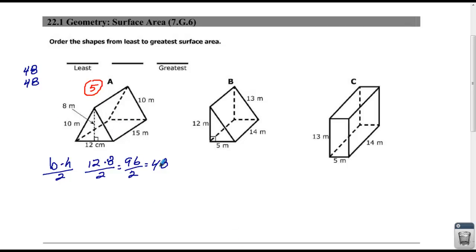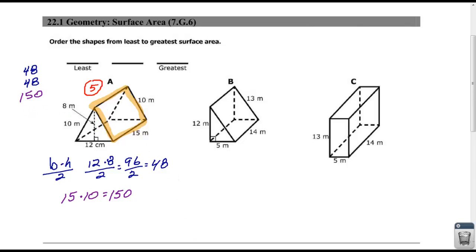Now I'm ready to look at this face of the prism. We call these faces. This prism has 5 faces. This face is 15 by 10. Not 15 by 10 divided by 2, because it's a rectangle. So the area for a rectangle is length times width. So 15 times 10 is 150. So I'm going to add a 150 to my list.